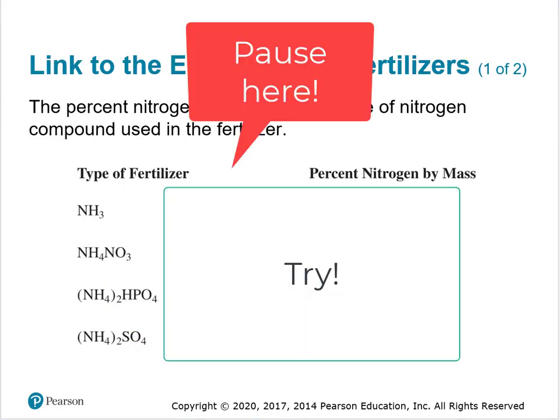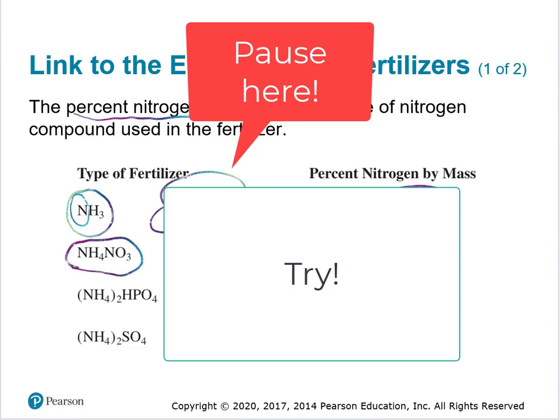I encourage you to pause the video real quick so you can find the percent of nitrogen in each of these different types of fertilizers. So I have NH3. Find the whole mass of NH3 and then just do the 1 nitrogen divided by the whole mass times it by 100 to figure out the percent of nitrogen in NH3.